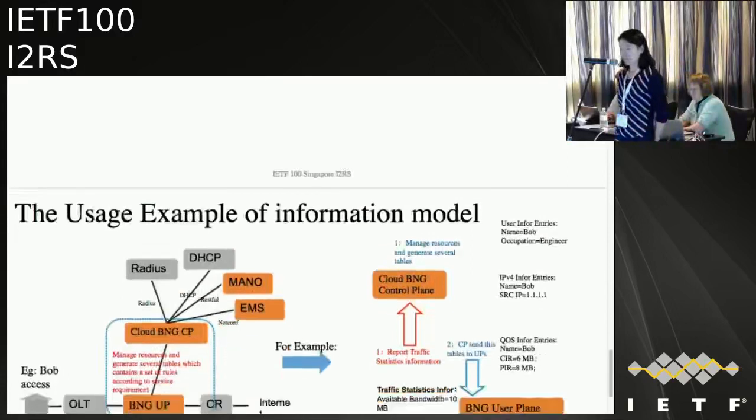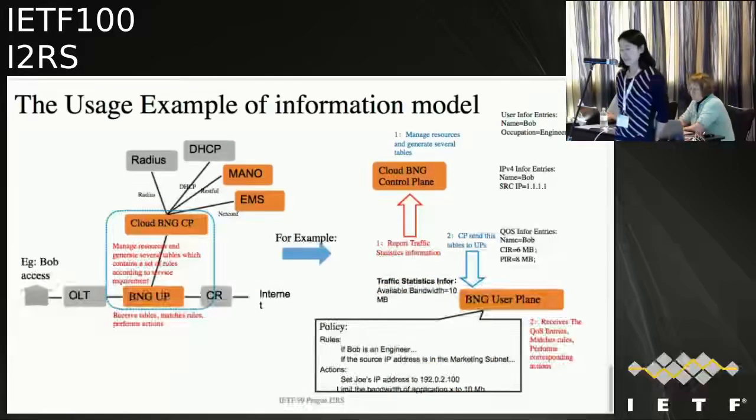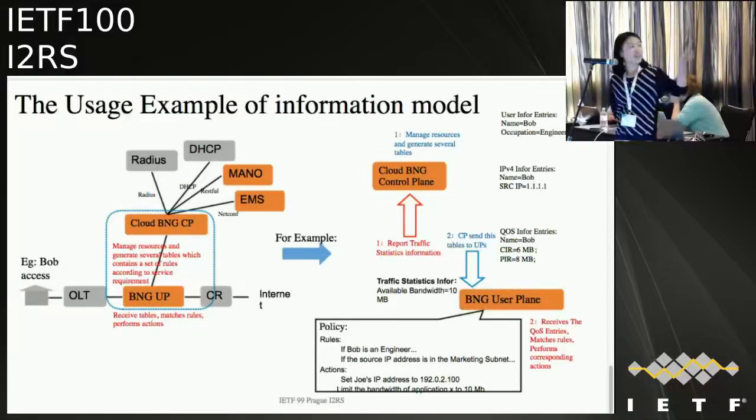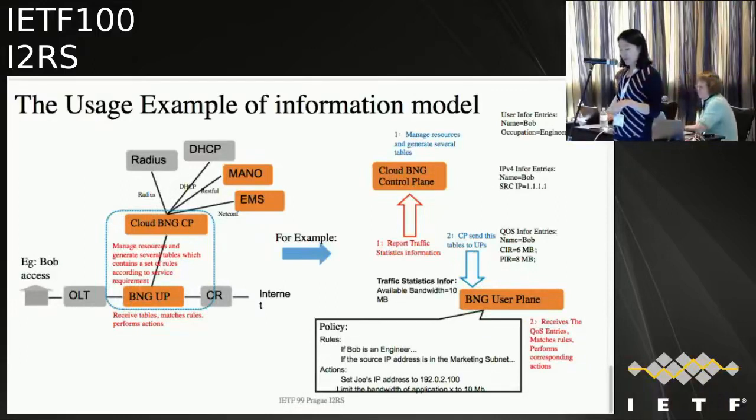This is the slide we presented at the last IETF. It's the usage example of this information model. Here we can see a user Bob accessing the internet, and the QoS is in the blue characters. The CP, the control plane, sends the tables to the UP, and the tables include the QoS rules. Here we set the broadband bandwidth, such as 6 or 8. That is the QoS.